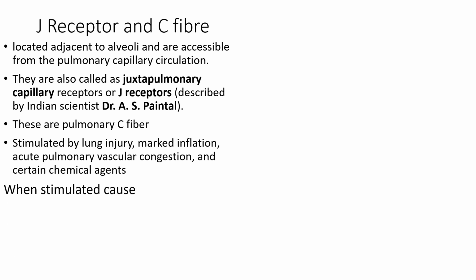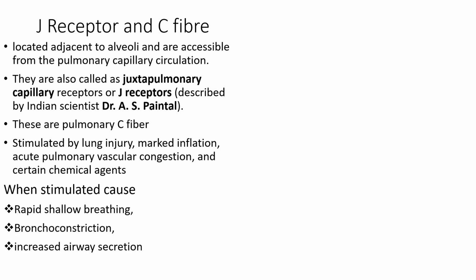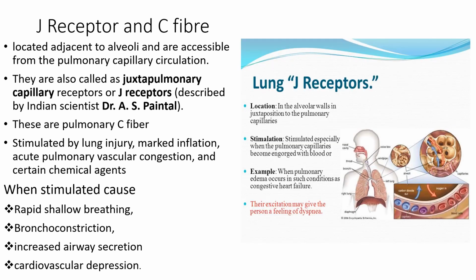When it is stimulated, what does it do? There is rapid shallow breathing, then bronchoconstriction, increased airway secretion, and cardiovascular depression. So this is the lung J receptor. Actually, it is situated just between the alveoli and the pulmonary circulation. So when there is overinflation of the alveoli, it causes stimulation of this receptor, or when there is a pulmonary edema.